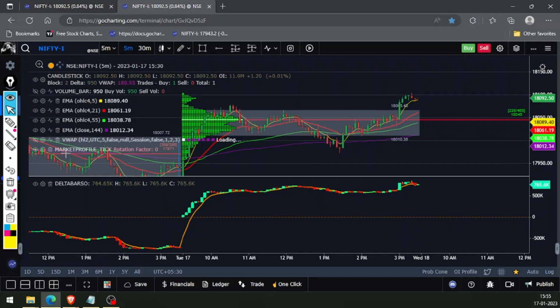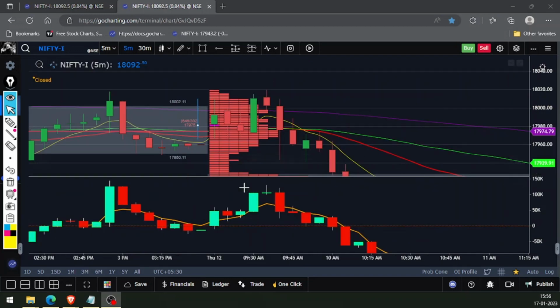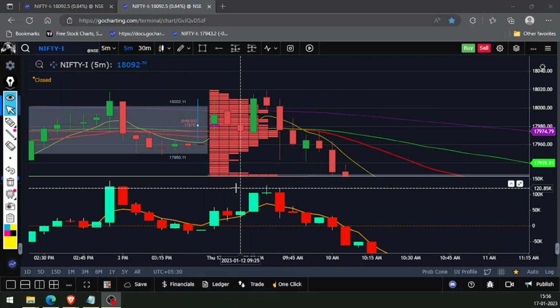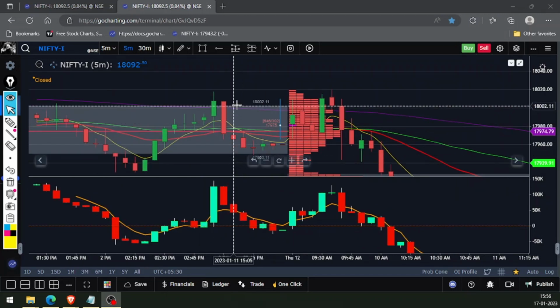So let me hide this market profile. Right now we are on the 12th of January 2023 on the Nifty chart, 5-minute time frame, and right now you're watching this chart completely plotted on the market profile. And let me bring up the previous day value area high.